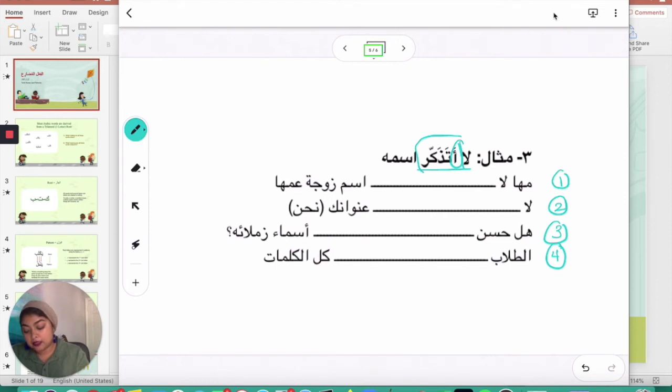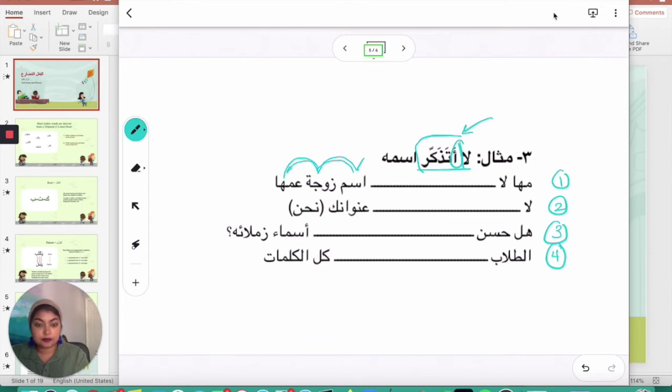Maha لا تتذكر اسم زوجة عمها. So we want to say Maha doesn't, and we want to use the same verb. Doesn't remember. اسم زوجة عمها. Name, wife, her uncle. Meaning her uncle's wife's name. Or the name of the wife of her uncle.